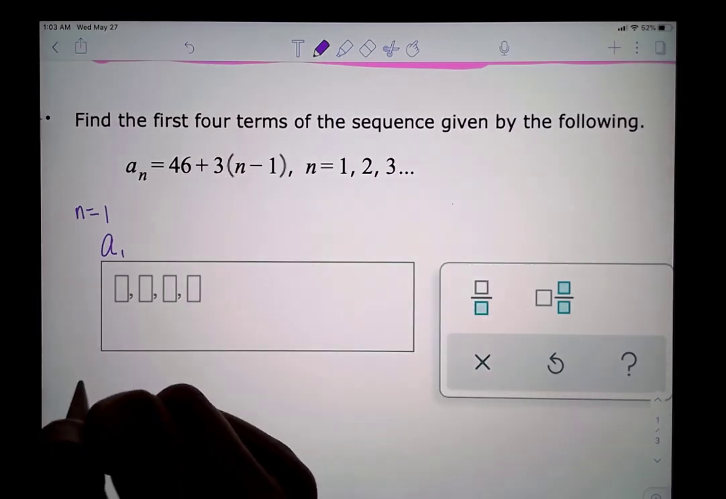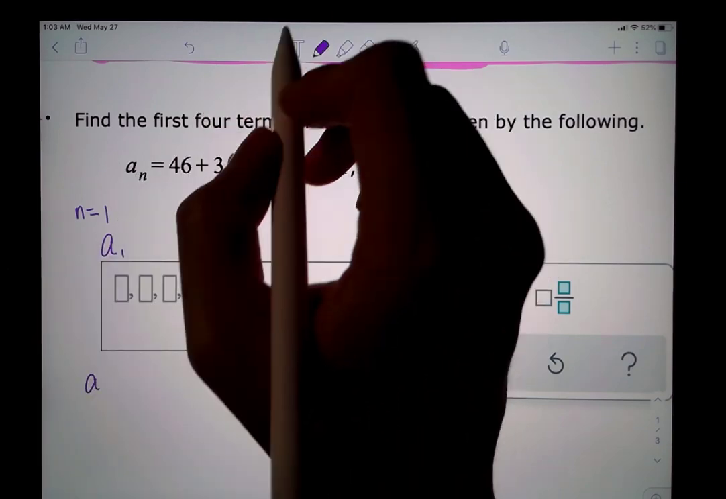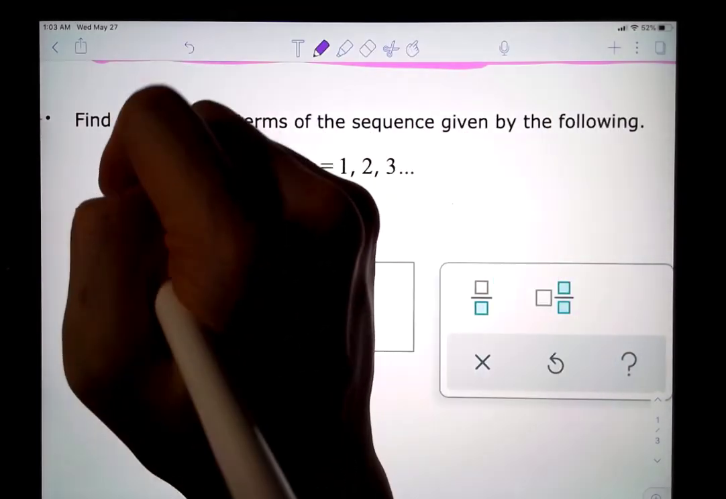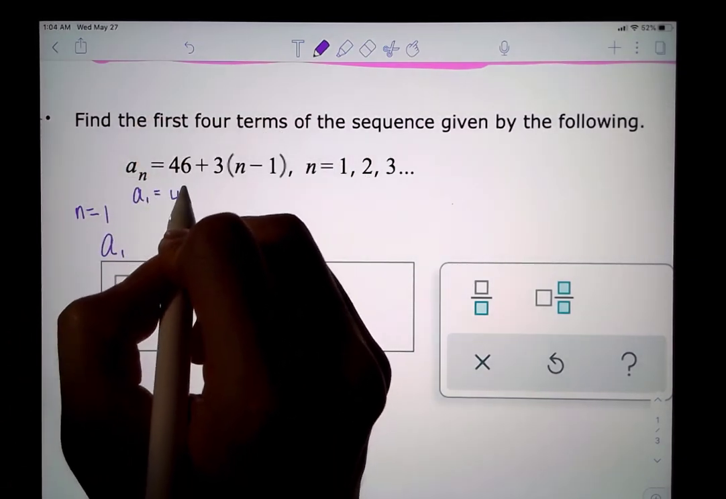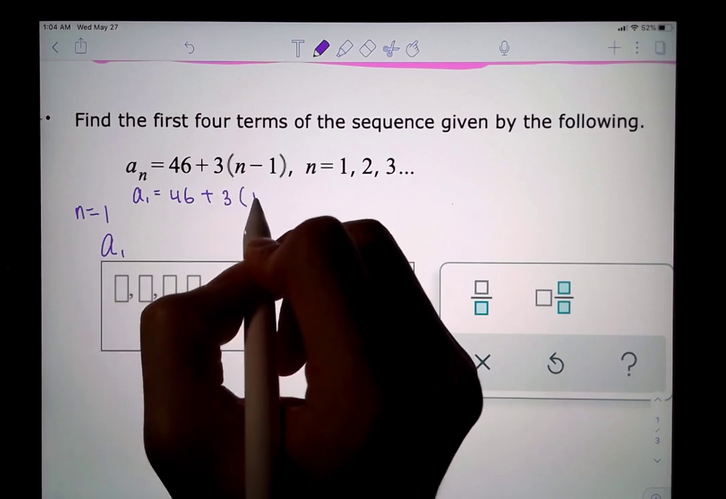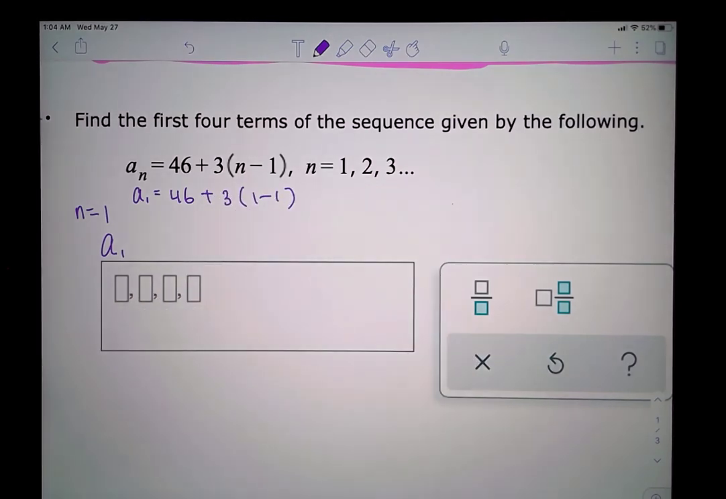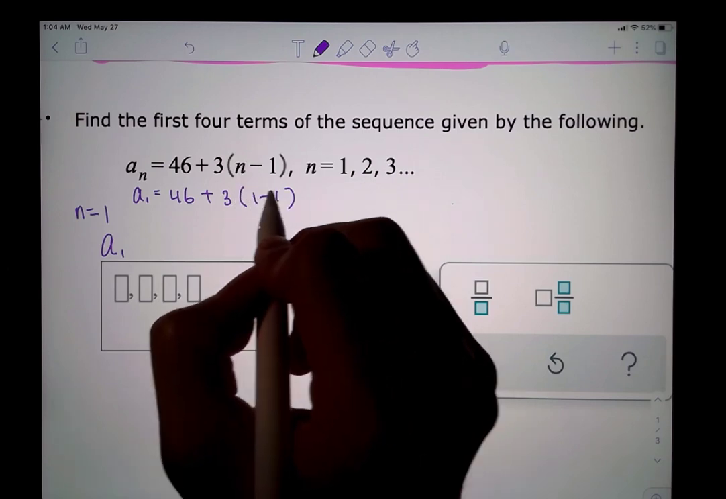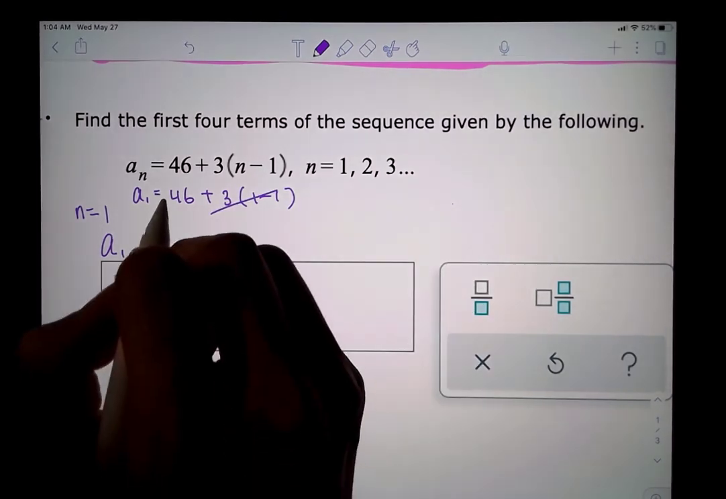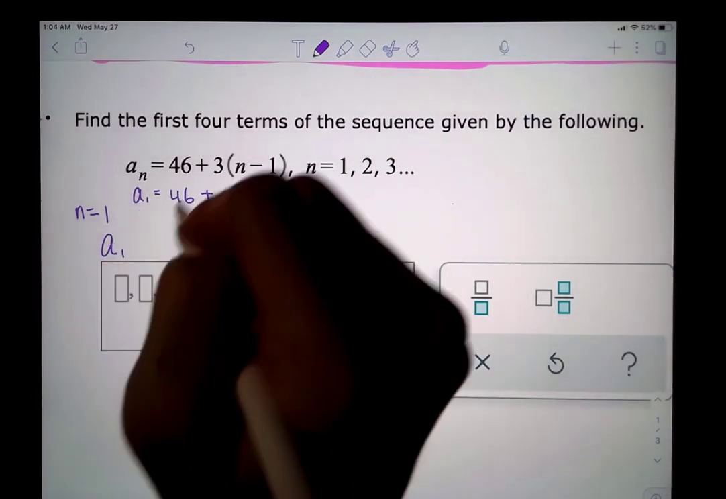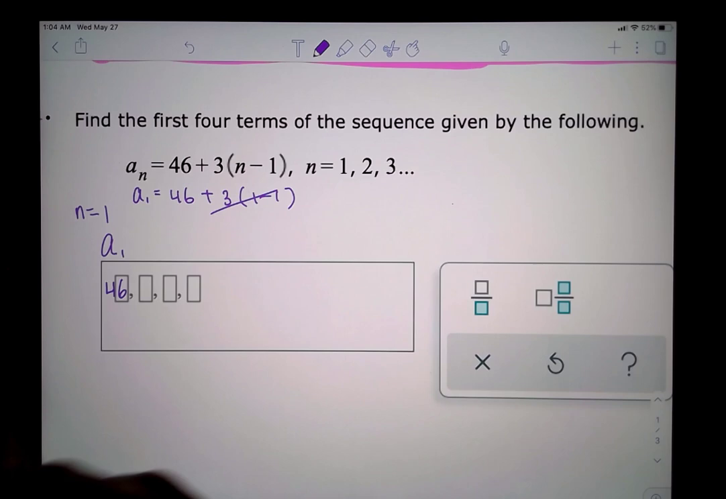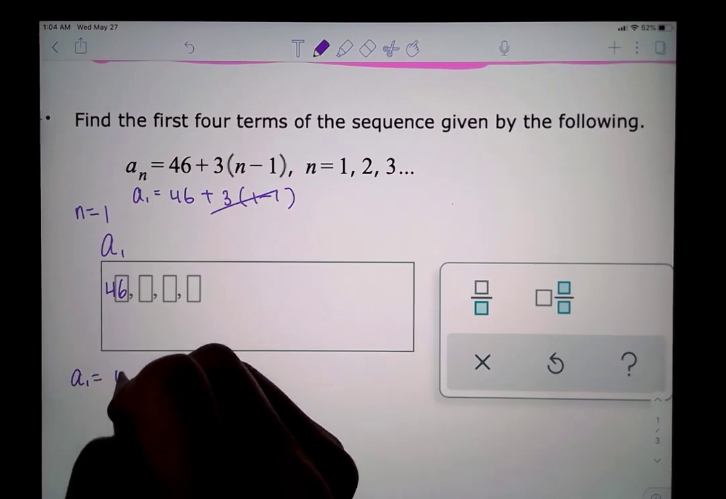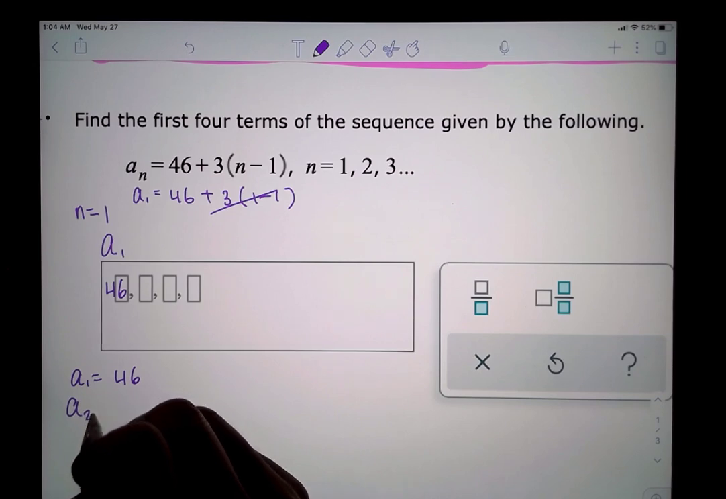So let's put 1 here. A1, instead of N, I put 1, okay? So 46 plus 3 times (1 minus 1). What's 1 minus 1? 0. 3 times 0 is 0. So this one will be 0, right? So A1 is 46. That's my first term. I'm going to write it here. A1 equals 46. And we need to get A2, right?